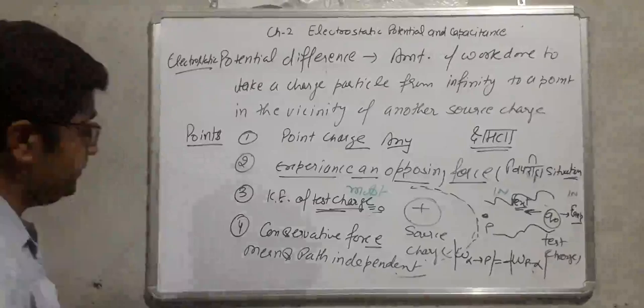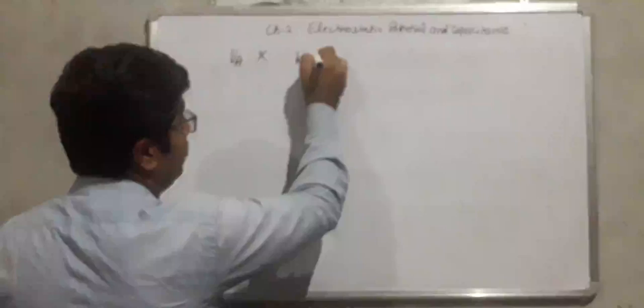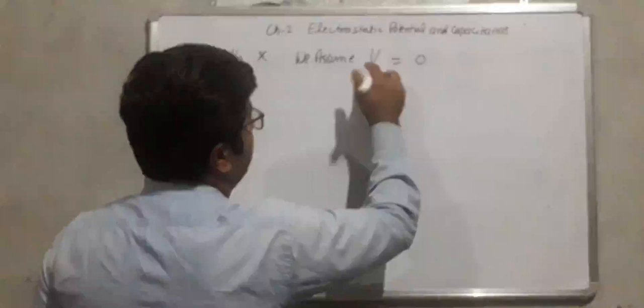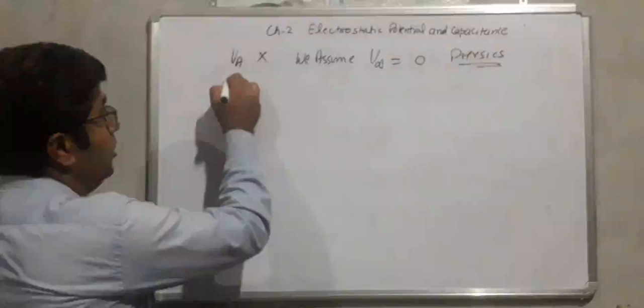Now the next is, what is the way to calculate electrostatic potential? How can we calculate electrostatic potential? As I told you, the potential of A cannot be calculated directly, it's not possible, but we assume the potential at infinity is equal to zero. In physics we are assuming it. This is our assumption. So if I write potential of A minus potential of B, this is correct. We can compare.